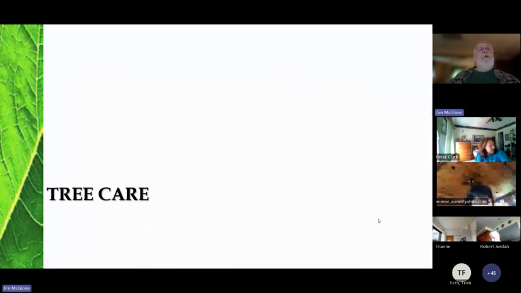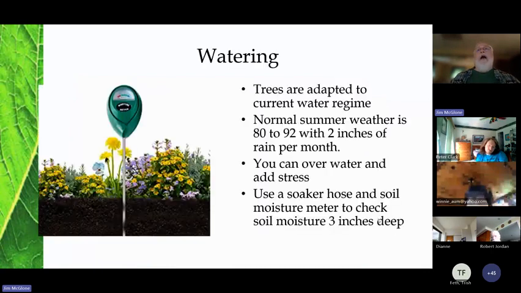I was asked to talk about tree care. I'll do that briefly because we're starting to run out of time. Native trees are well adapted to our current water regime. You can overwater them, which will add stress.